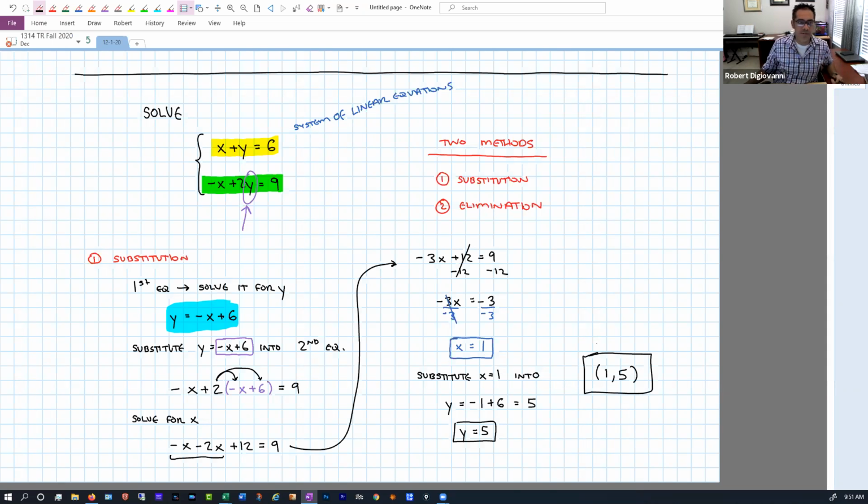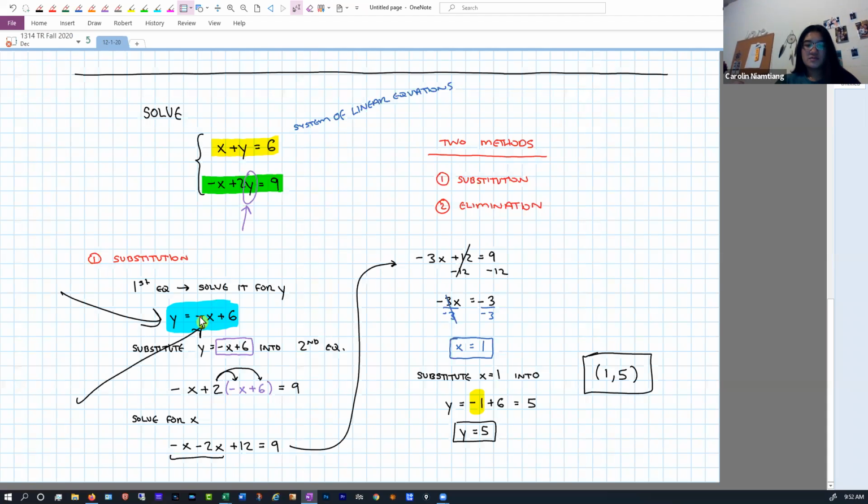Any questions? How did you get -1? Where? Oh, right here? Yeah. Right there. Okay, so I'm substituting it back into this blue equation right here, right? And do you see that in the blue equation it says -x? Okay, yeah. So that negative went in front of x, but x was 1, right? So it became -1. Okay. That's a good question. Any other questions?